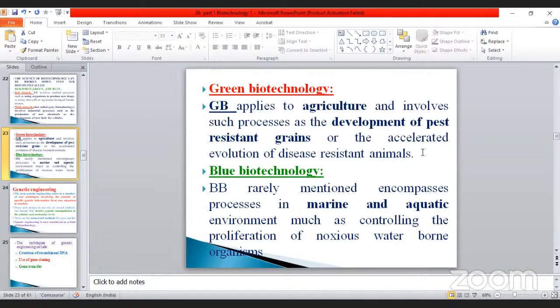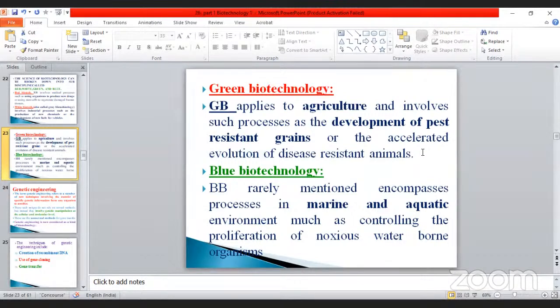In this technology, they are using the development of pest resistant grains or the accelerated evolution of disease resistant animals. We will see in this category how resistant animals are also produced. The next one is the last and the least.